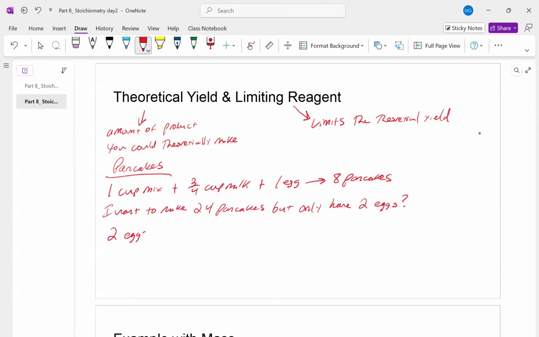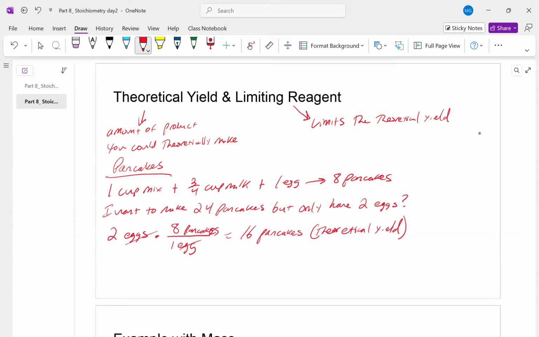I mean, let's set up a unit conversion problem here. If I have 2 eggs and I know the ratio is 1 egg makes 8 pancakes, I can make only 16 pancakes. And this is what we would call our theoretical yield.